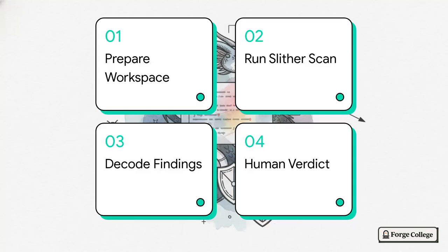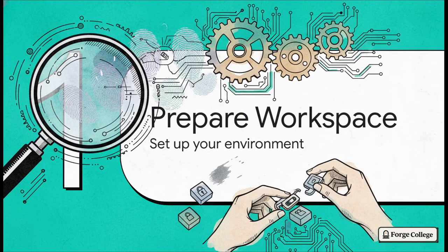All right, here's our roadmap for the investigation. We're going to hit 4 stops: preparing your workspace, running the scan, decoding the findings, and finally, the human verdict. So let's kick things off with Section 1, preparing your local workspace.